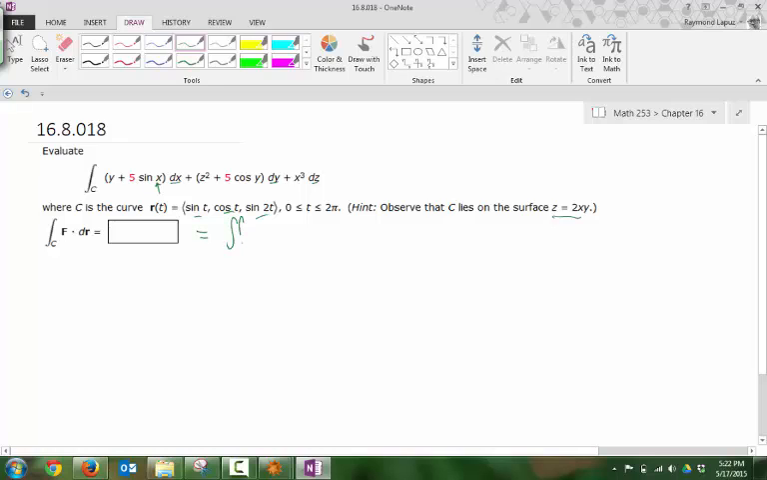According to Stokes, this line integral is actually equal to the flux of the curl of the vector field, dS, where S is the surface. So this is our surface S.